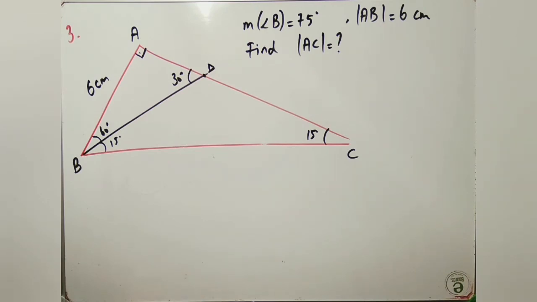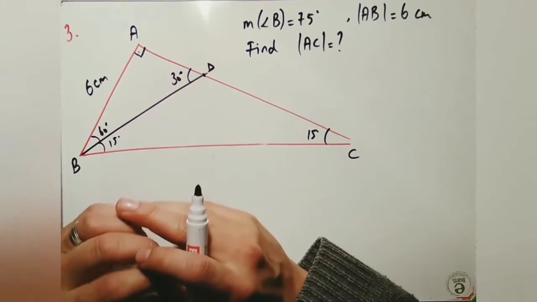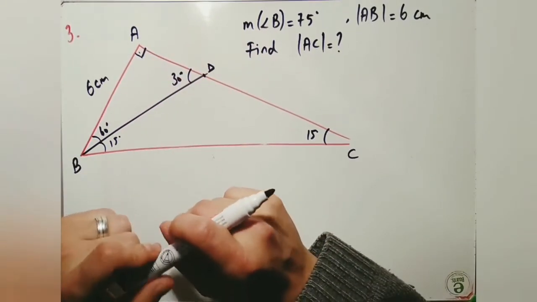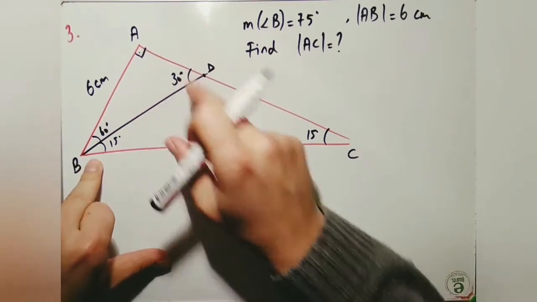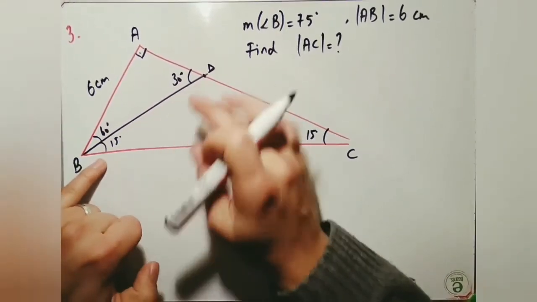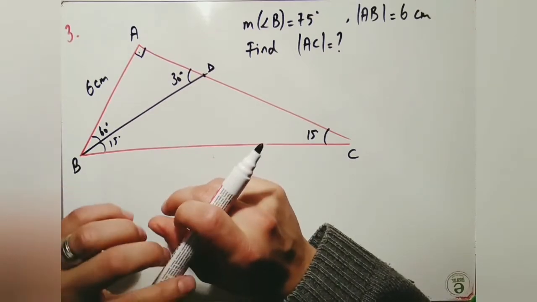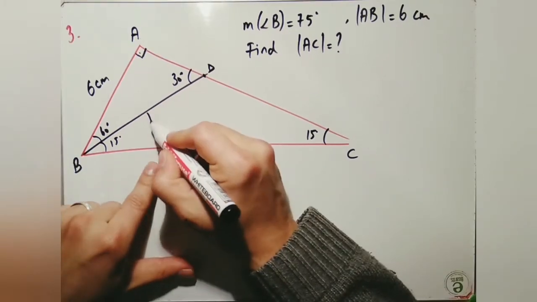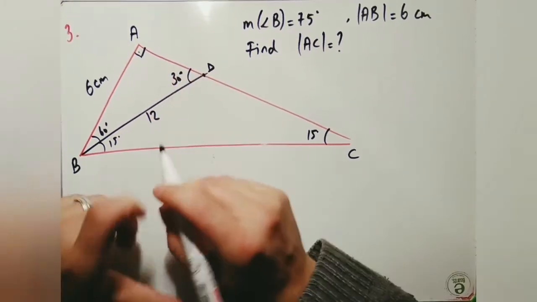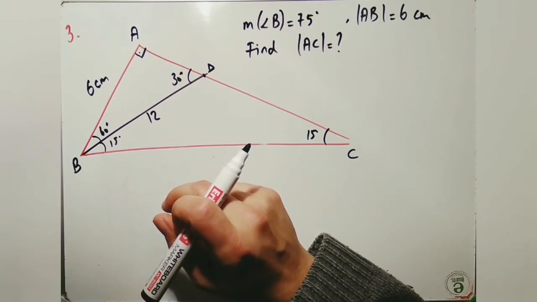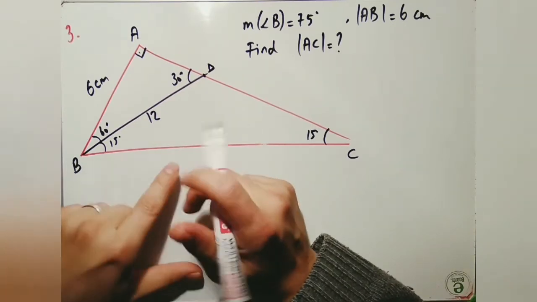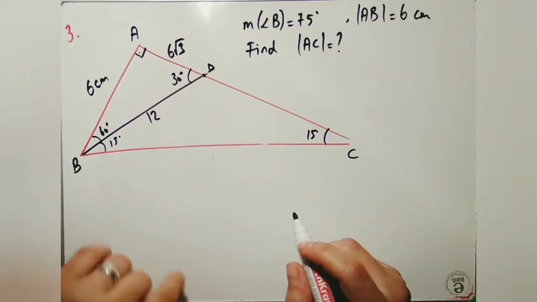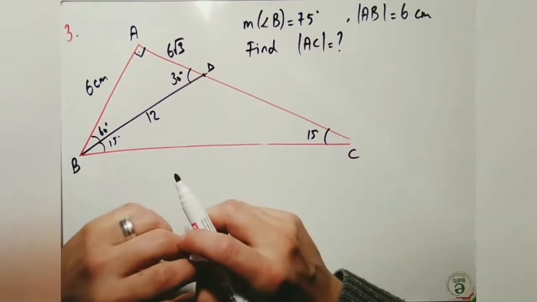And so triangle ABD is a special triangle: 30 degrees, 60 degrees, and 90 degrees. So AB is the shorter leg, AD is the longer leg, and BD is the hypotenuse. We know that the hypotenuse is twice as long as the shorter leg, so BD will be 12. And the longer leg is root 3 times as long as the shorter, so it must be 6 root 3.